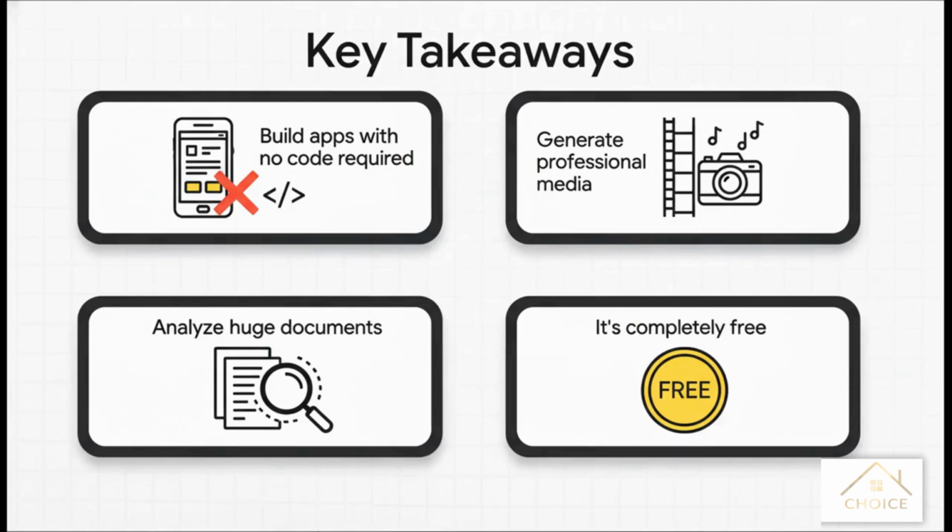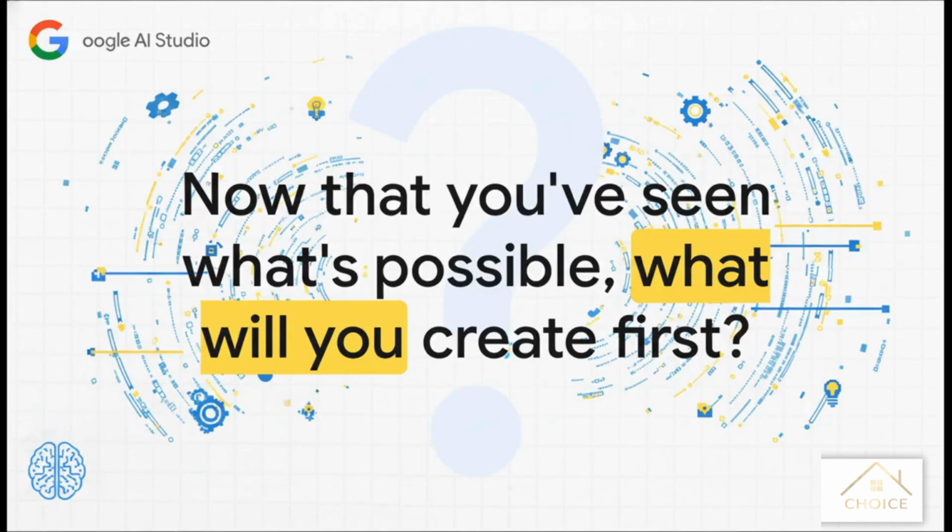So, what are the big takeaways here? You now have the power to build apps without a single line of code. You can generate professional-grade media, and you can analyze massive documents in an instant. And maybe the best part of all is that you can start doing all of this right now for free. We've really only just scratched the surface of what's possible with Google AI Studio. And that leaves us with one final, and I think really exciting question. Now that these powerful tools are at your fingertips, what are you going to create first?